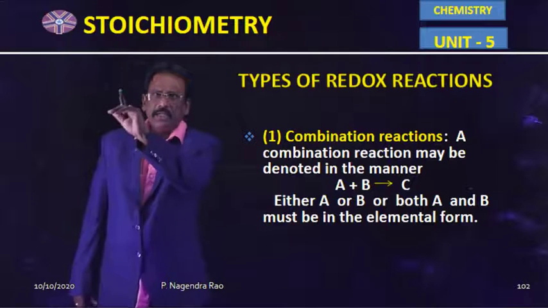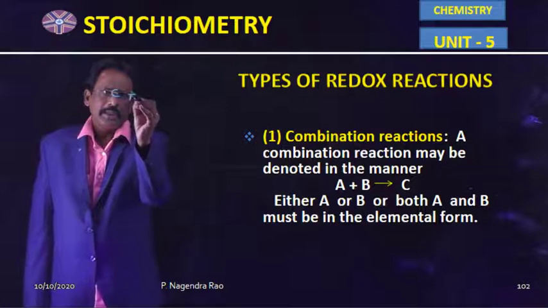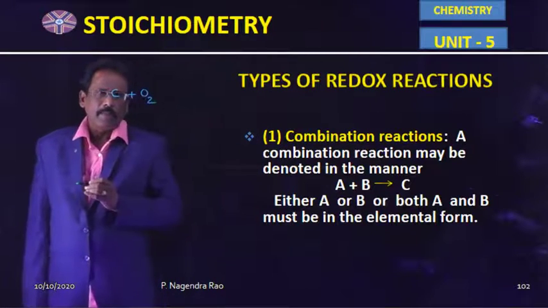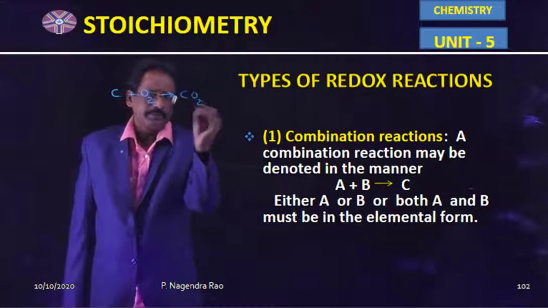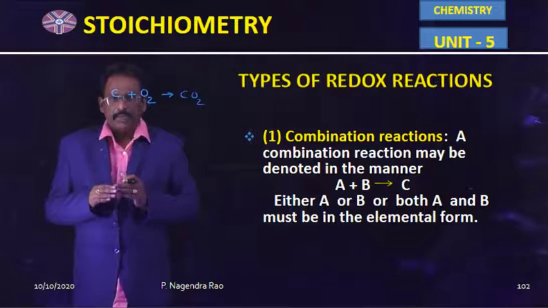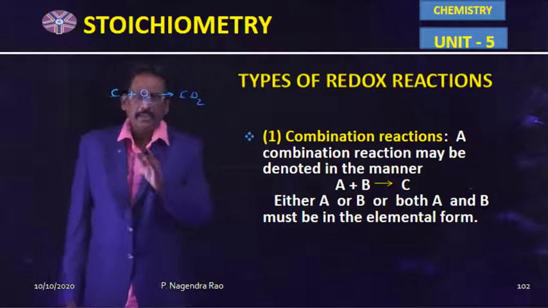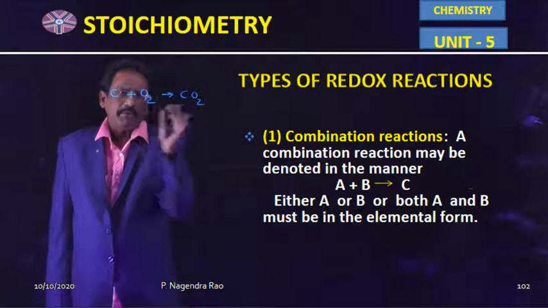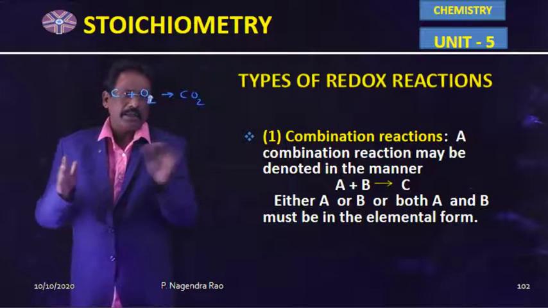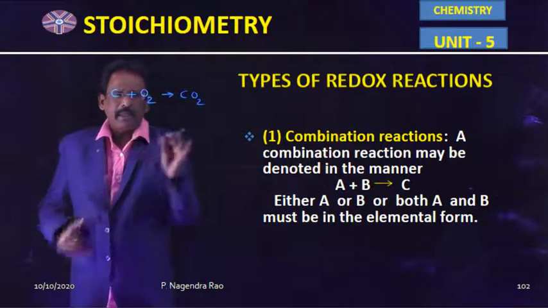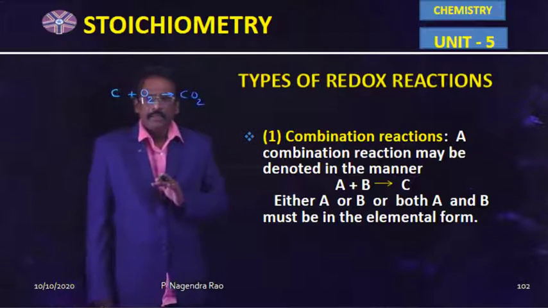elemental form. For example, when carbon is heated with oxygen, carbon dioxide gas will be formed. So this is one of the examples of a chemical combination reaction. In this reaction, the number of atoms in the reactant side and product side are equal. It is already a balanced chemical reaction.